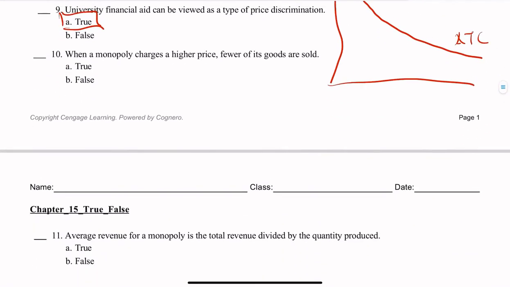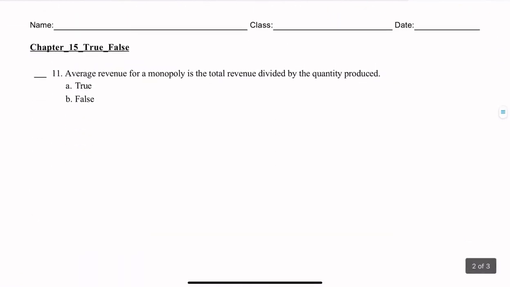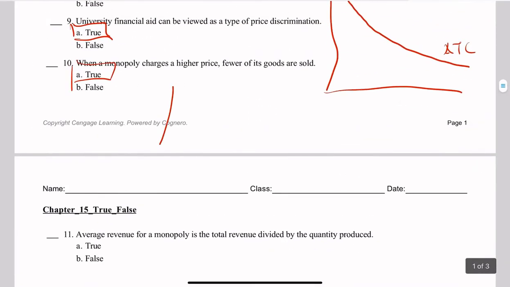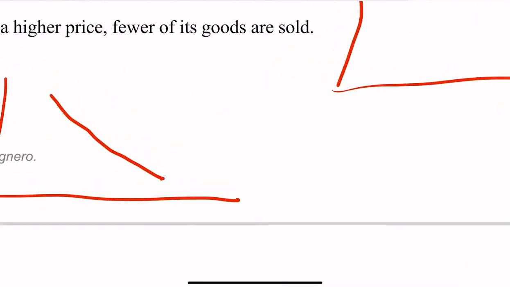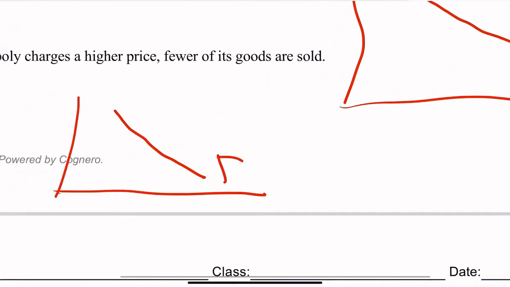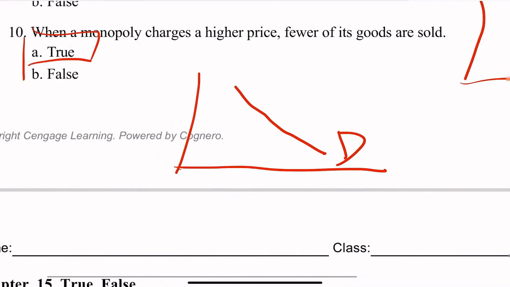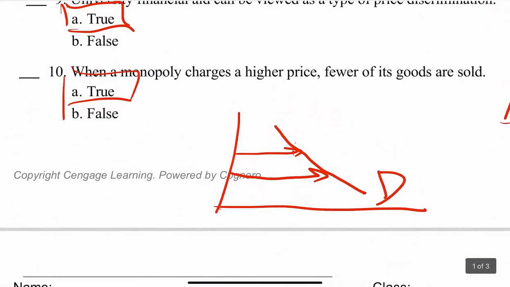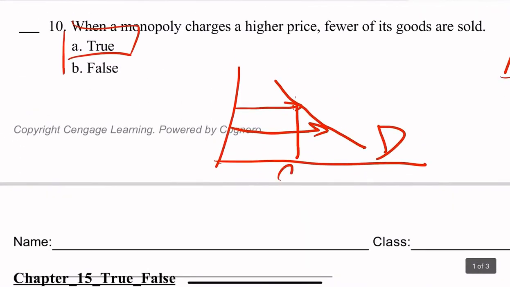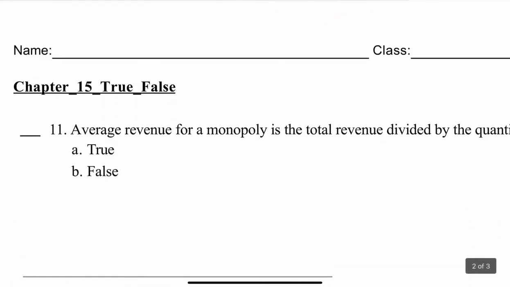When a monopoly charges a higher price, fewer of its goods are sold. Well, this is definitely true. The reason is because a monopolist faces a downward sloping demand curve. So if the price is higher, its quantity will be lower. You can see that the quantity Q2 here is lower compared with Q1.